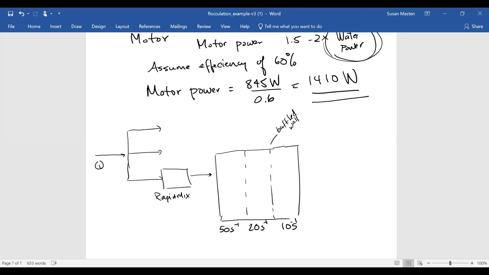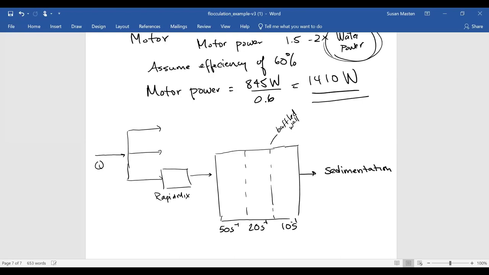Why do we decrease the G value? So we don't shear the flocks? Exactly, so we don't shear the flock, because as the flock grows, it becomes essentially more unstable. And if we were to use 50, we would start to shear the flock, and that would mean it would not settle as well. So here we go into sedimentation basins.